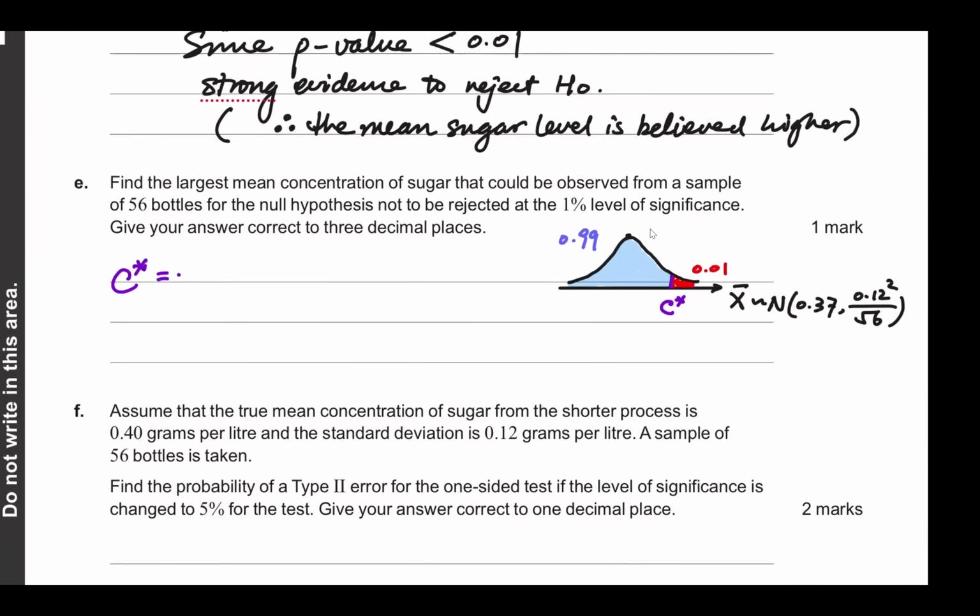So C star is the inverse norm, 0.99, 0.37, 0.12 divided by root 56, because we need to use the diluted standard deviation for X bar. So pretty much.